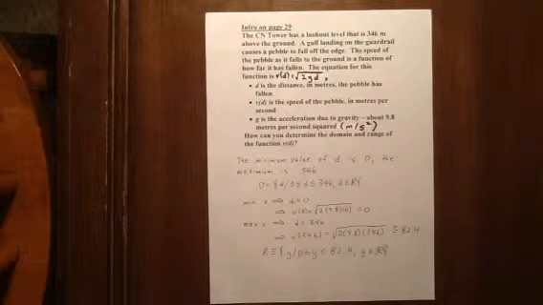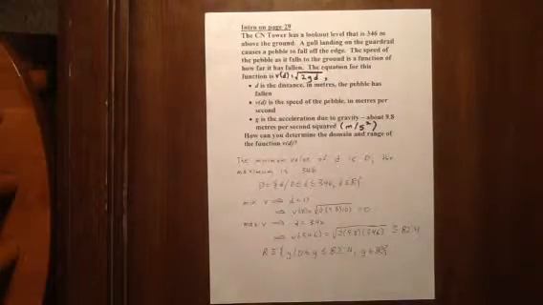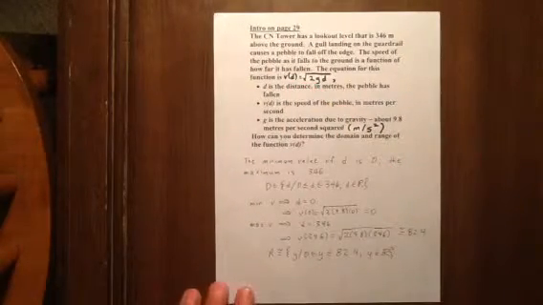Final question in this little lesson says the CN Tower has a lookout level that is 346 meters above the ground. A gull lands on the guardrail and causes a pebble to fall off the edge. The speed of the pebble as it falls to the ground is a function of how far it's fallen, and the equation is given by this. The velocity in terms of the distance is equal to the square root of 2gd.